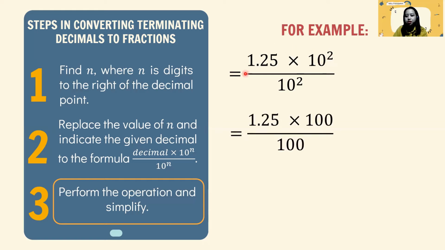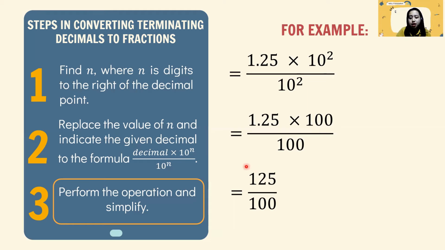So we will write it in this form. Same with the denominator, 10 raised to 2, so it's 100. Now, the next step is we will multiply 1.25 times 100. What did you get? That's right. 1.25 times 100 is 125, and then copy the denominator 100. So we have here 125 all over 100.